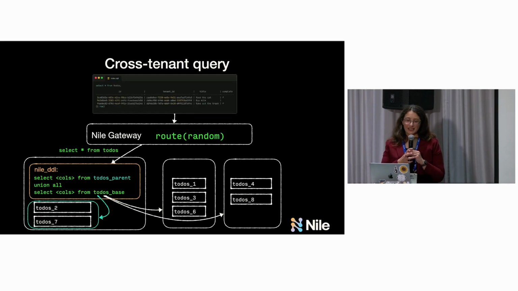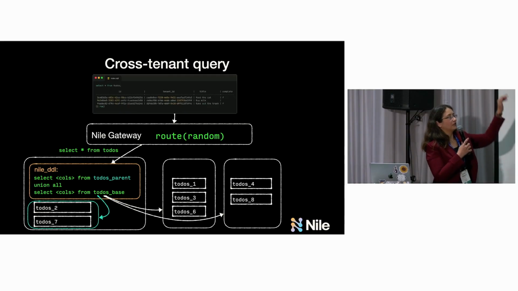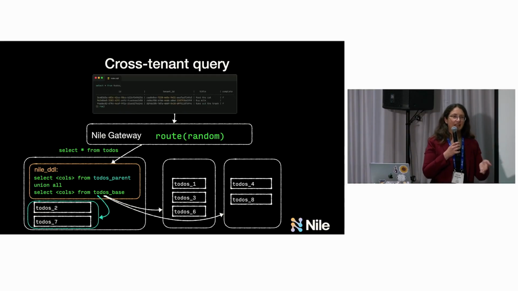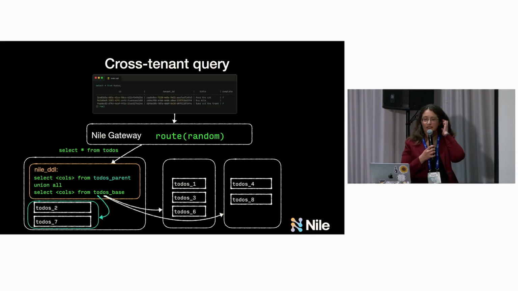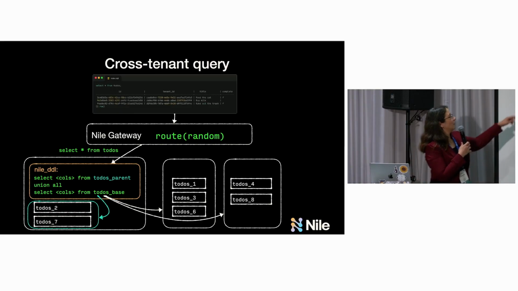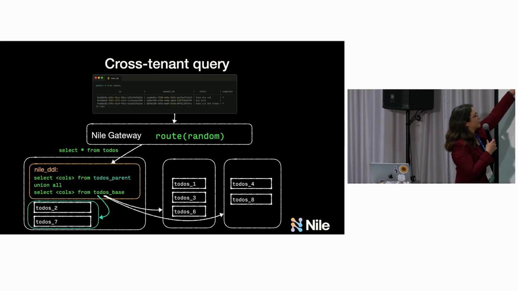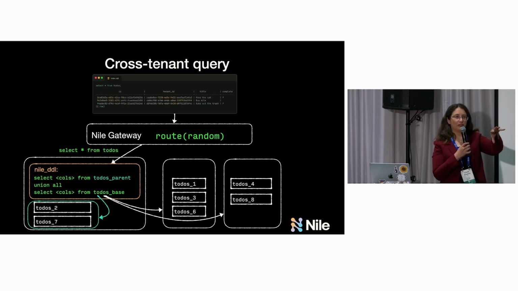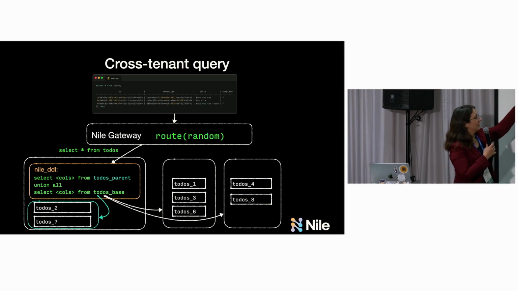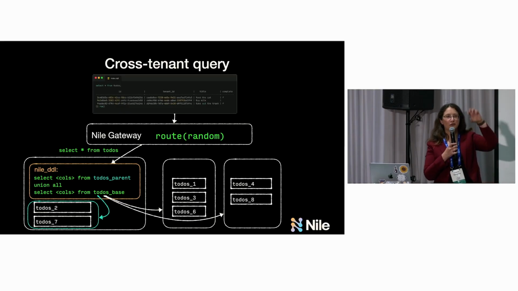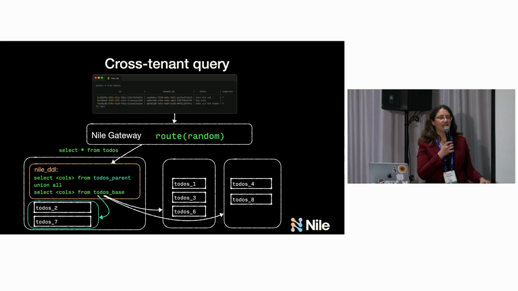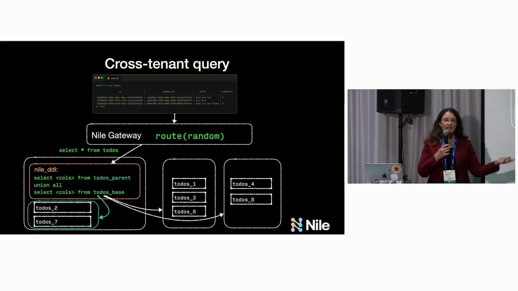So with all this in mind, what happens when I do a cross-tenant query? Well, first of all, I can route it anywhere. It doesn't matter. Find the least loaded node and send it over there. It doesn't matter. It's going to touch all of them eventually. And then we rewrite it to do select from the to-do parent. This is the local partition table, union all, and select from the to-do base, which is the base table from which all the foreign data tables are inherited.